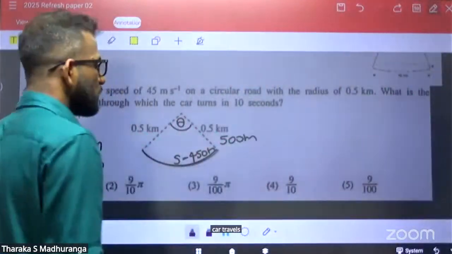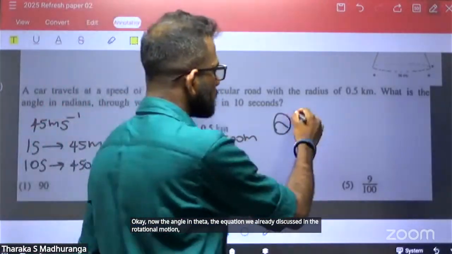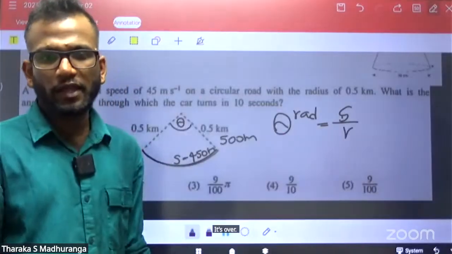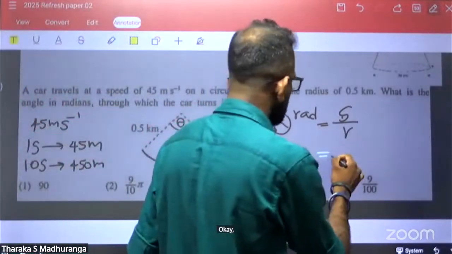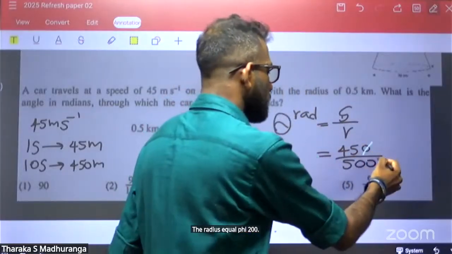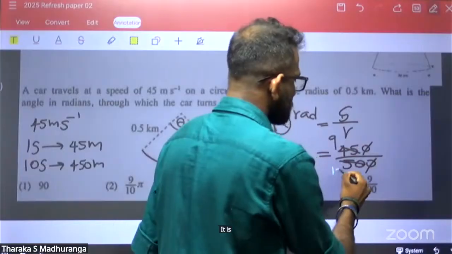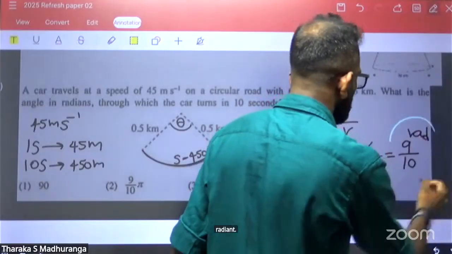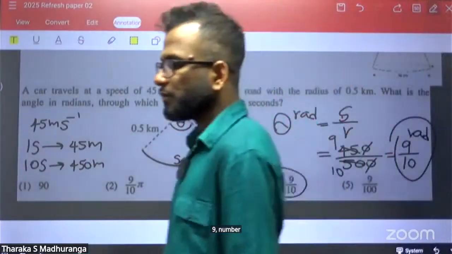Okay, now the angle theta, the equation we already discussed in the rotational motion lesson: theta in radian equals S over R, arc length over radius. Then arc length equals 450, the radius equals 500, the zeros cancel, both divide by 5, then it is 9 over 10. Then theta radian equals 9/10 radian. 9/10 radian, answer number 4.